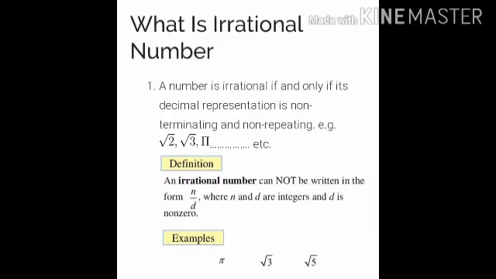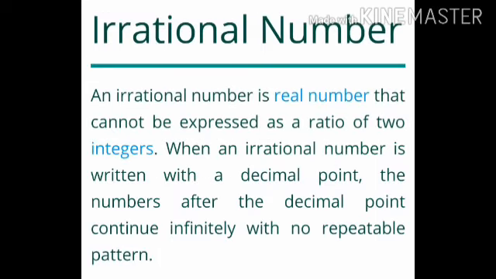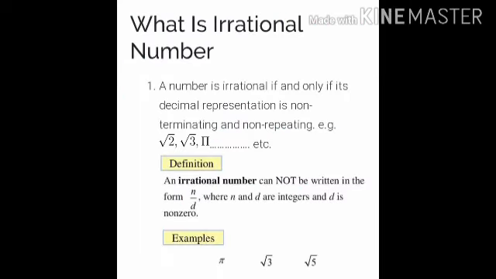What is an irrational number? A number that cannot be written in the form of n by d, where n and d are integers and d is not equal to 0, is called an irrational number. The collection of irrational numbers is denoted by capital S or Q dash. Or an irrational number can be expressed as a non-terminating and non-recurring decimal. Example: root 2, root 5 and pi, etc.